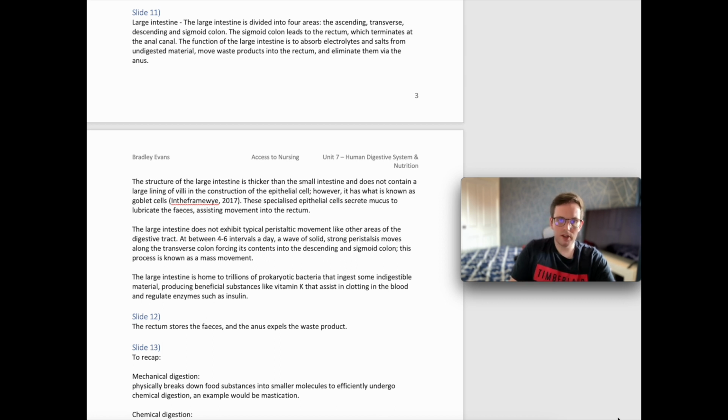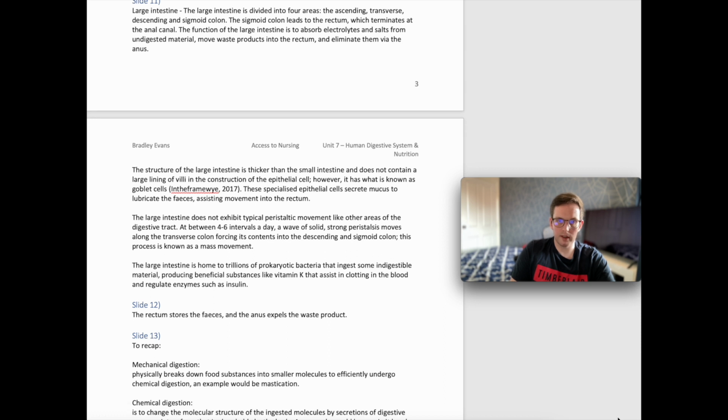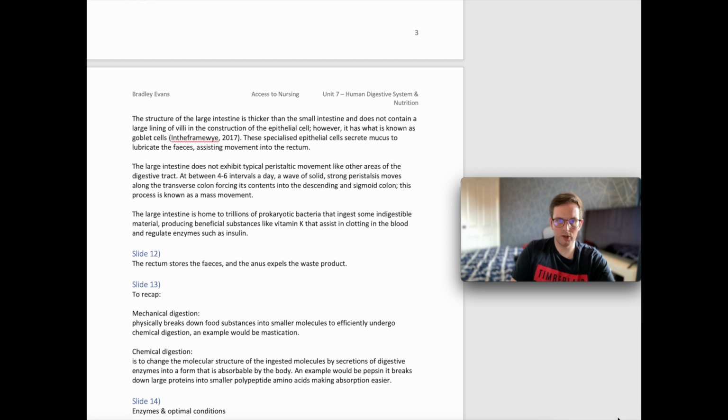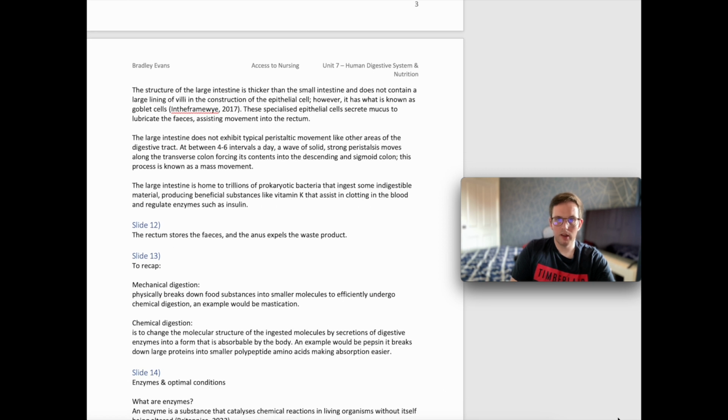The structure of the large intestine is thicker than the small intestine, and it does not contain a large lining of villi in the construction of the epithelial cell. However, it has what is known as a goblet cell. These specialized epithelial cells secrete mucus to lubricate the feces, assisting movement into the rectum.